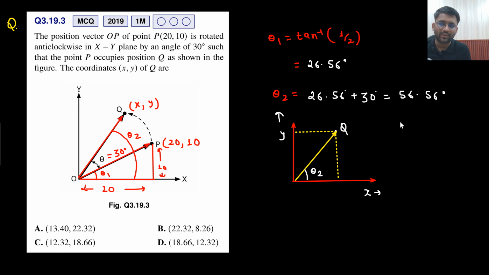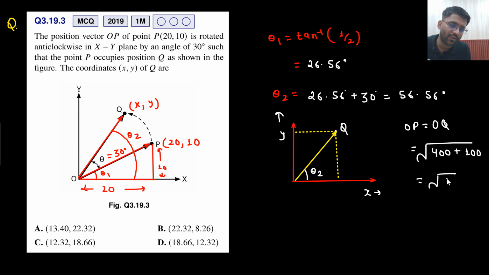So what was the length OP? What I am saying is that OP will be equal to OQ. OP length and OQ length will remain the same only. What is that length? That will be under root 20 square plus 10 square, sorry. Under root 20 square plus 10 square. What would that be? Under root 500. Let's keep it under root 500 only. So this length is under root 500.